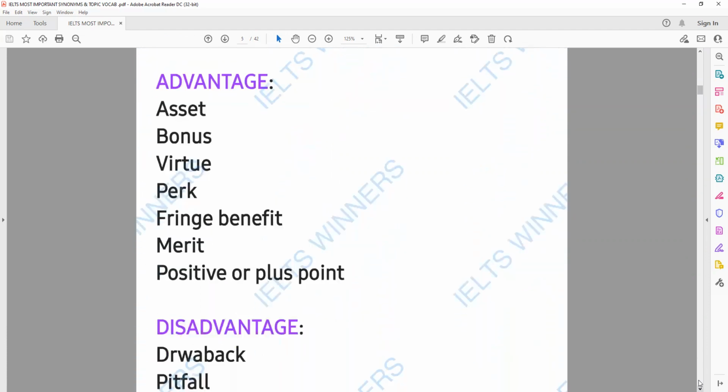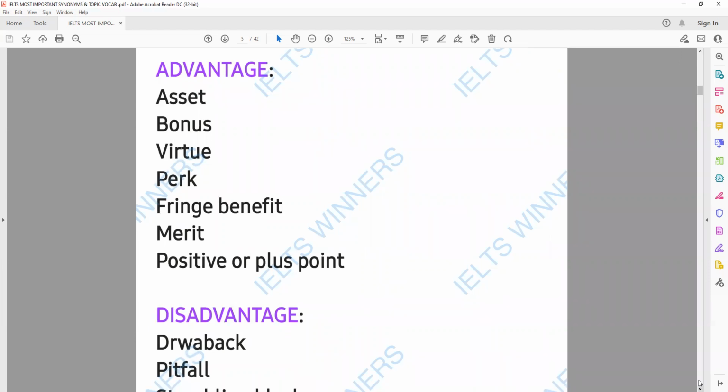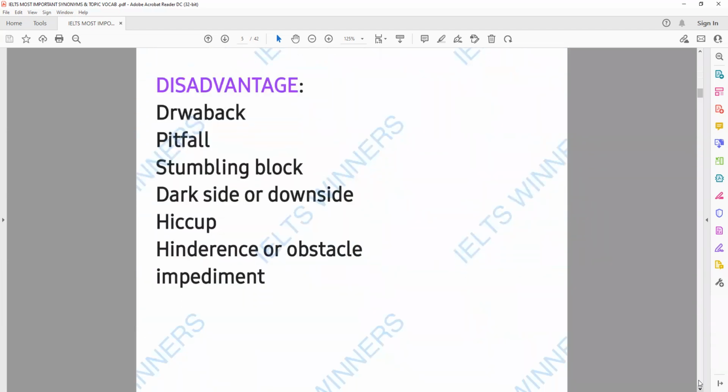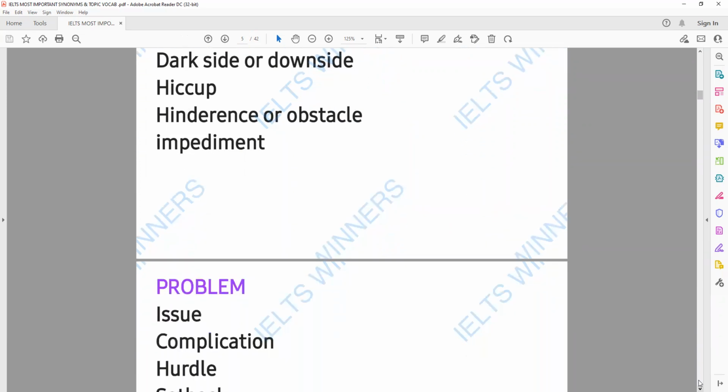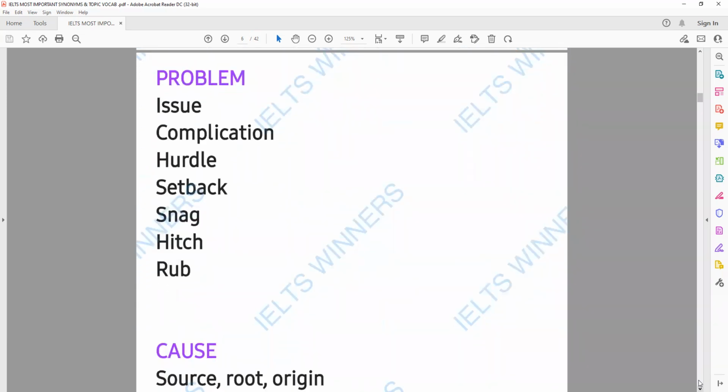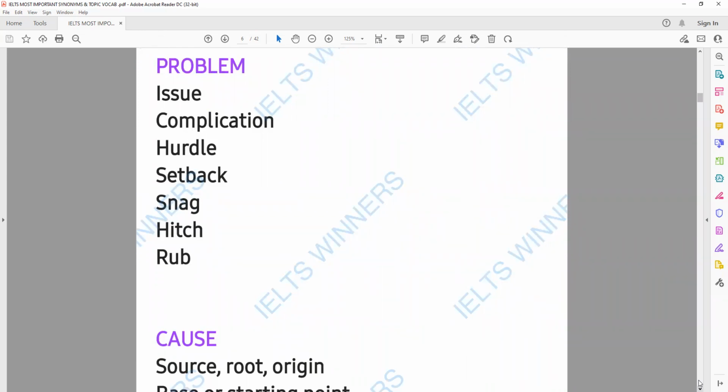Next is for advantage. Instead of writing advantage, these are the different words that you can use in your advantage disadvantage essay. These are for disadvantages: drawback, pitfall, stumbling block, dark side or downside, hiccup, hindrance, obstacle, and impediment. Next, problem: issue, complication, hurdle, setback, snag, hitch, and rub.